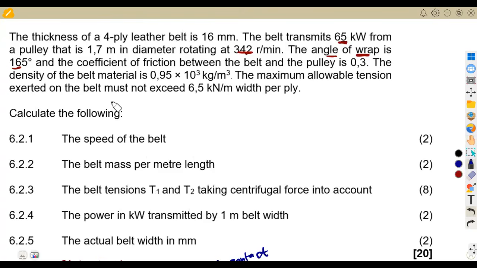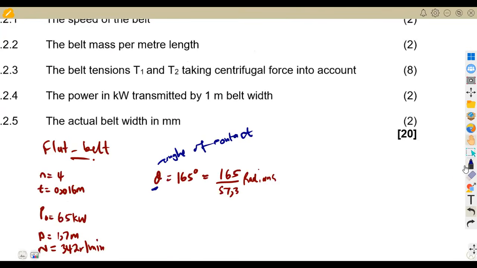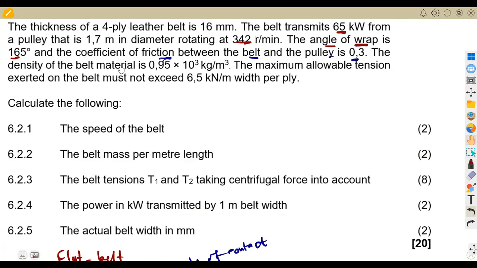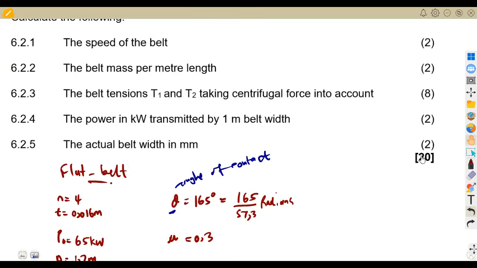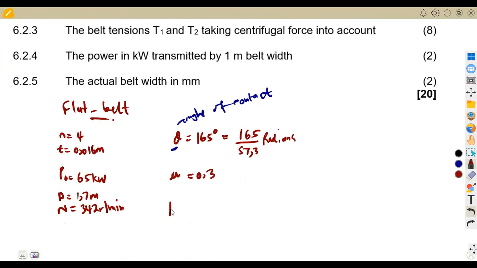All right. So the coefficient of friction between the belt and the pulley is 0.3. Then we've got the density of the material, 0.95 times 10 to the exponent of 3. Remember, density is in kilograms per cubic meter. So that's the density given by the symbol rho, not P, but a rho.